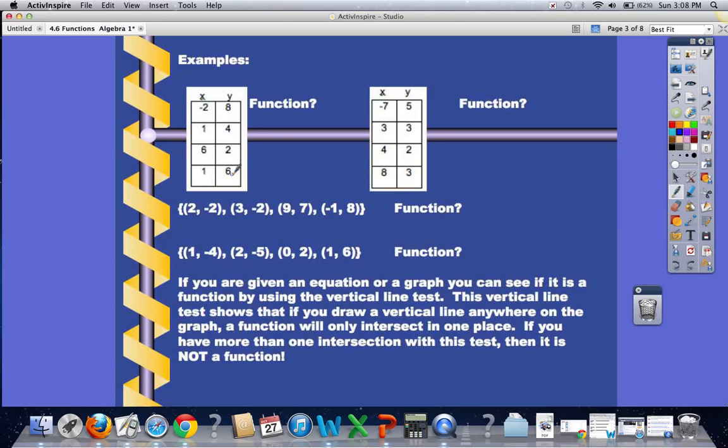Now, in order to be a function, the X cannot repeat. So let's look through here. We have -2, 1, 6, and 1. Whoa. The 1's repeated in the X column, so that means it is not a function.